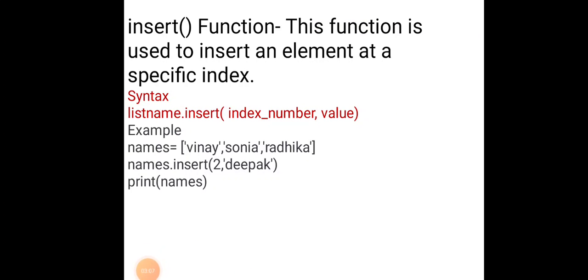Next function is the insert function. The insert function is used to insert an element or an object at a specified index. This function takes two arguments: the index where an item or an object is to be inserted, and the item or element itself. The syntax is list_name.insert, and the two arguments are index_number, value, where list_name is the name of the list, index_number is the index where the new value is to be inserted, and value is the new value to be inserted in the list.